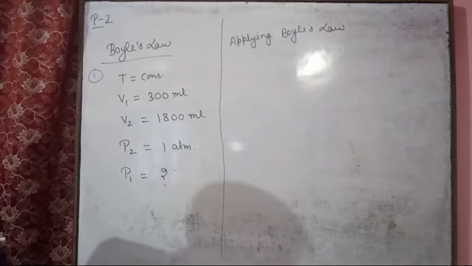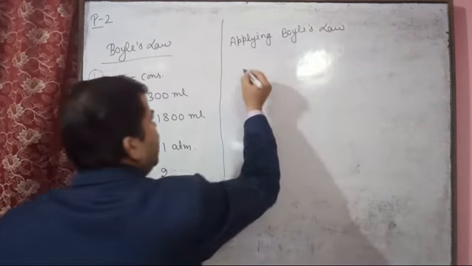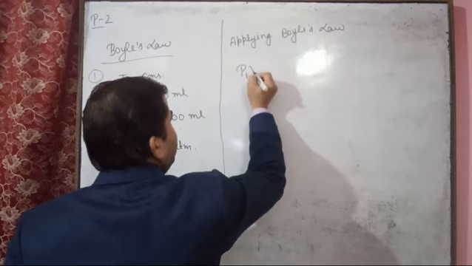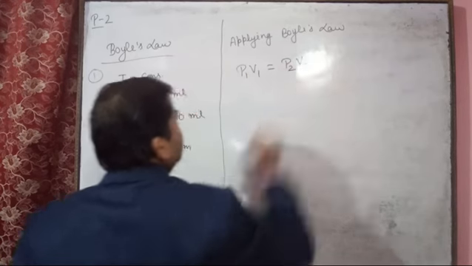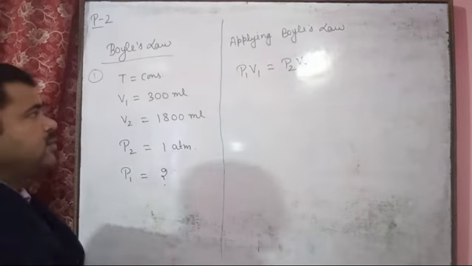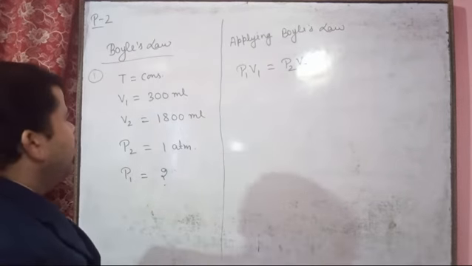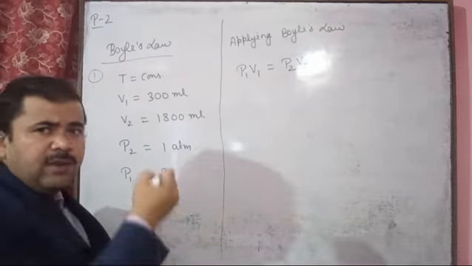So according to Boyle's law, we can write P1 V1 equal to P2 V2. This is the formula for Boyle's law, and here we will put all the values.